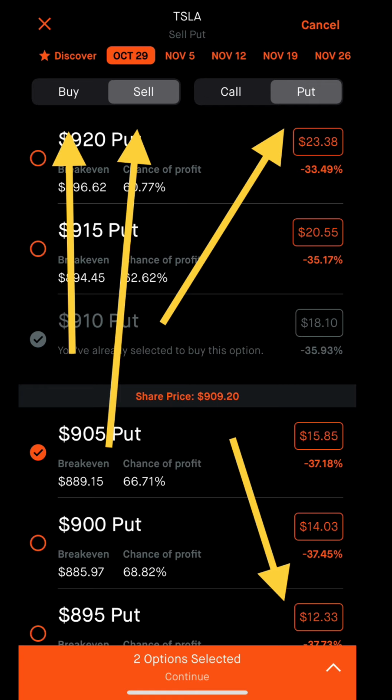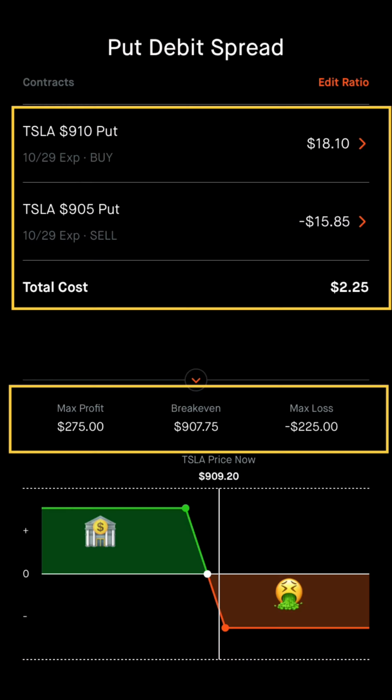Now, I wanted to also show you that we can do this with puts as well, okay? So now, as you see, I bought the 910 put and I sold the 905 put, and we're going to see what type of spread that we have. So we have what is called a put debit spread, very similar to the call debit spread, where this is the amount of money that it's going to cost us for this contract, $2.25 per contract.